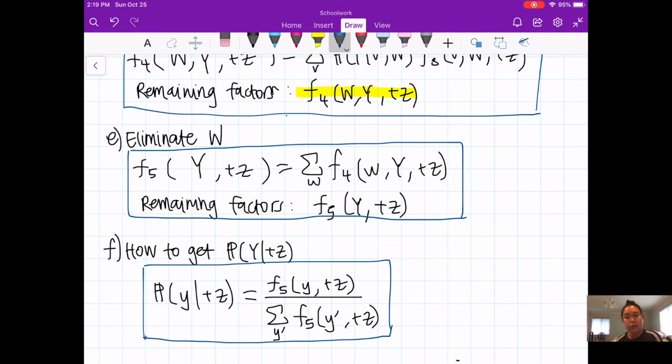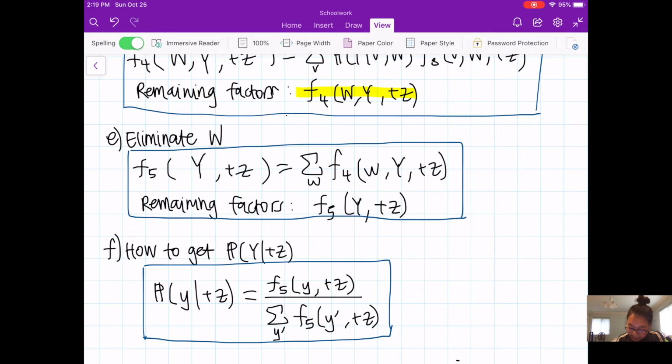And in fact, when you do variable elimination, this tends to be the last step, because when you eliminate everything to the remaining variables, you usually have just the joint probability, and you will need to do this renormalization or division in order to actually get the conditional probabilities. So we satisfied our goal and found the probability of Y given positive Z.